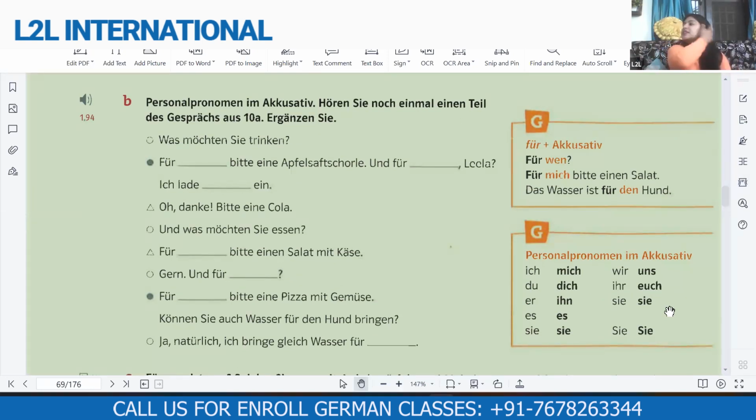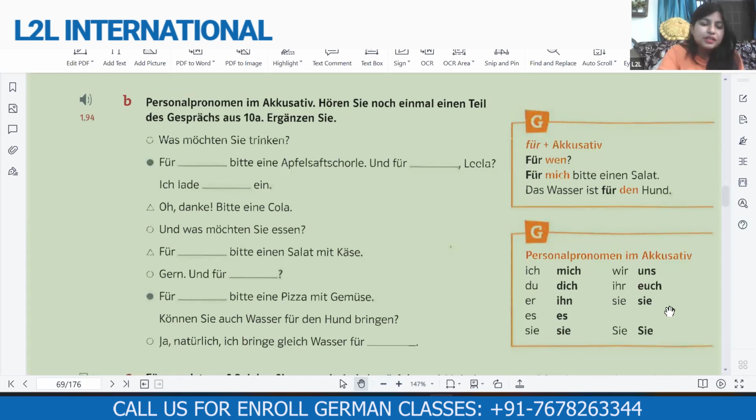For example, imagine you and your friend went to a restaurant, and the waiter comes to ask what would you like to have? Was möchten Sie trinken? Normally we say, okay, for me, an orange juice, and for you, Kirti, what would you like to have? Kirti is the name of my friend. Kirti says, okay, for me, a mango shake. So I would say, for me, orange juice, and for Kirti, for her, please make a mango shake.